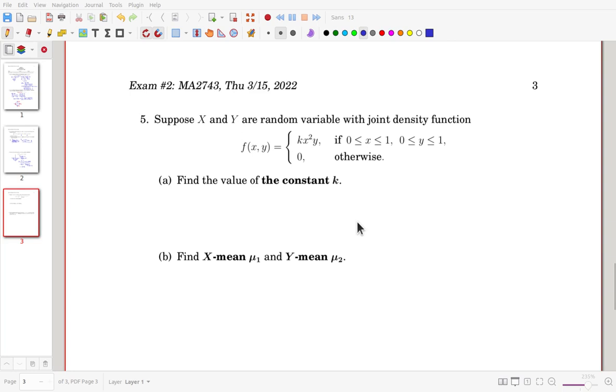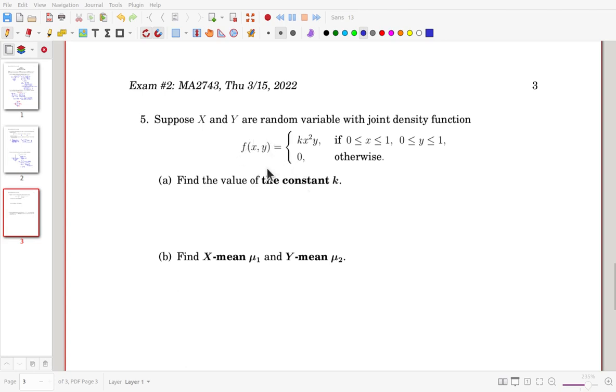Now we'll go to number 5. Suppose x and y are random variables with a joint density function f of x, y given in this way. It is non-zero only in the unit square. Otherwise it's 0. First we have to find the constant k.